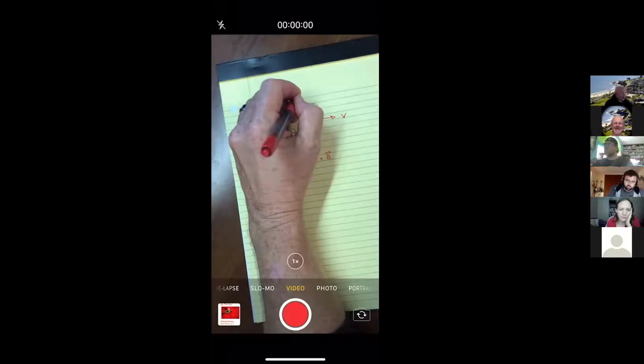If the rod had been moving the other direction, let's say the rod's moving this way, and I still have the field going in, I would go V cross B times a negative, and now the negatives would move to the top of the rod.